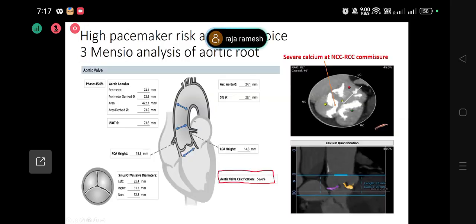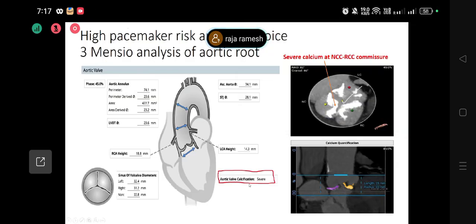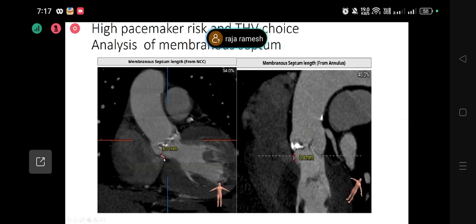So these are the CT scan analysis. We can see there is severe calcium at the non-coronary and right coronary cusp. And we measure the membranous septum length. This is only 5.1 and 3.4. Anything less than 4 or around 3 is a high risk for the pacemaker.